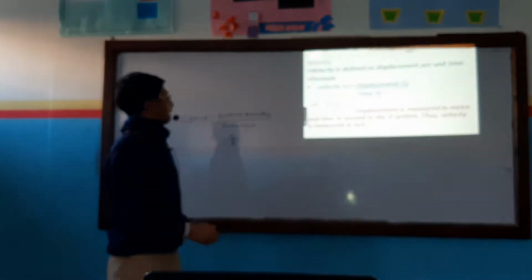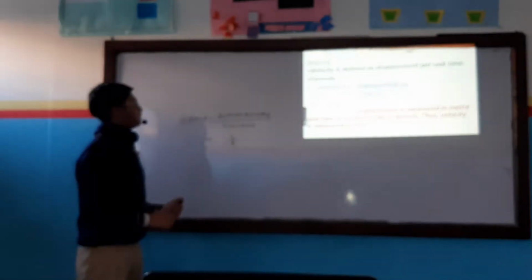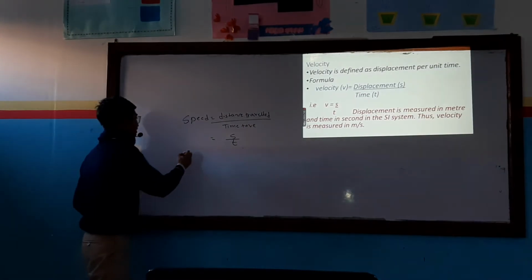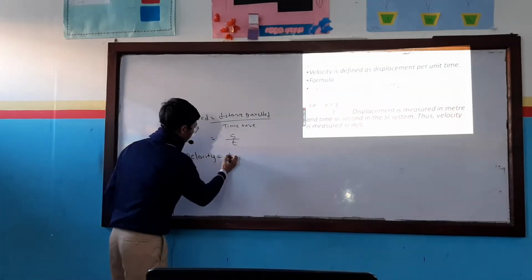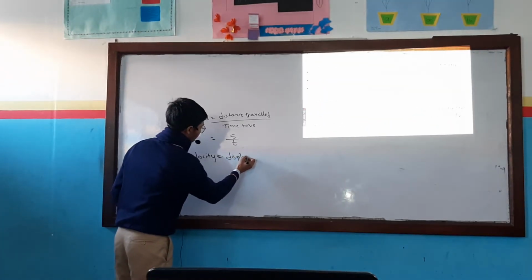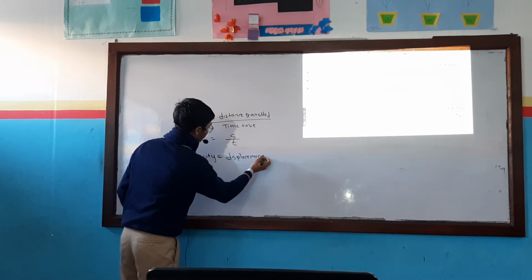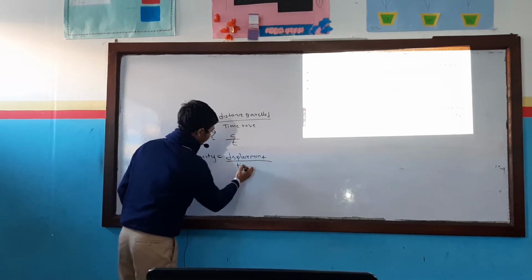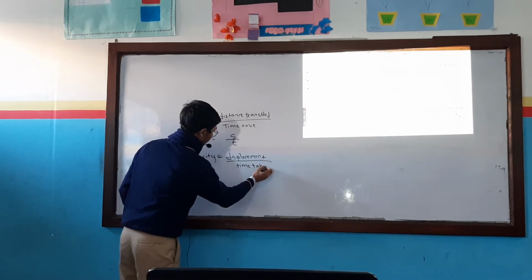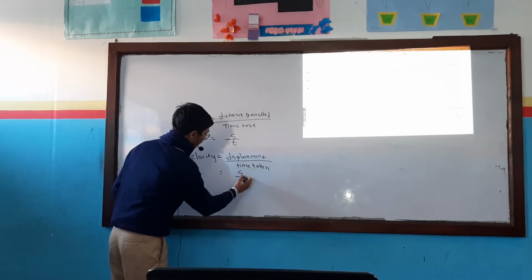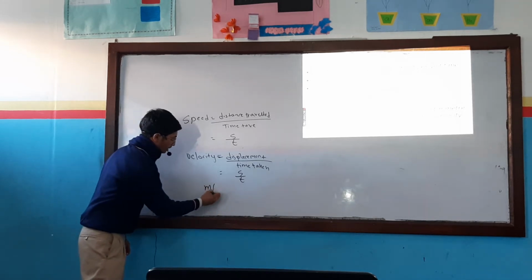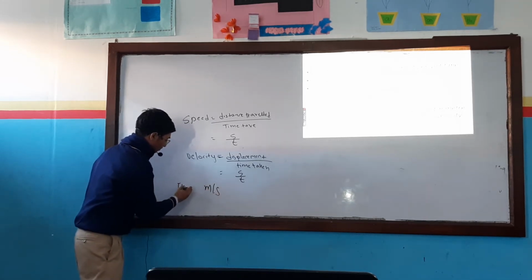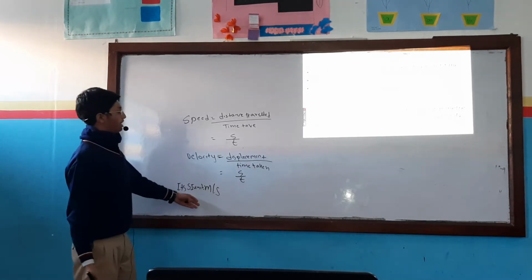Likewise, our next topic is velocity. Velocity is defined as the displacement per unit time taken, and its formula is velocity is equal to displacement by time taken, and we can also write it in shortcut as S by T. Its SI unit is meter per second.